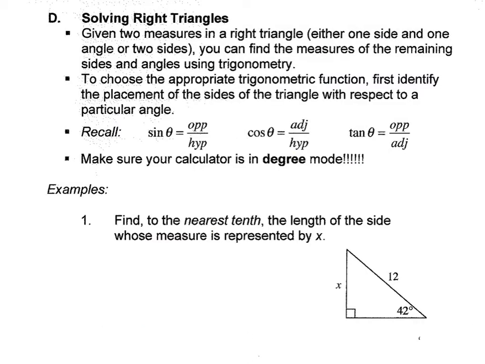Let's go. All right, solving right triangles. Given two measures in a right triangle, either one side and one angle or two sides, you can find the measures of the remaining sides using trig. To choose the appropriate trig functions, first identify the placement of the sides of the triangle with respect to the particular angle. Recall your trigonometric ratios of sine, cosine, and tangent.